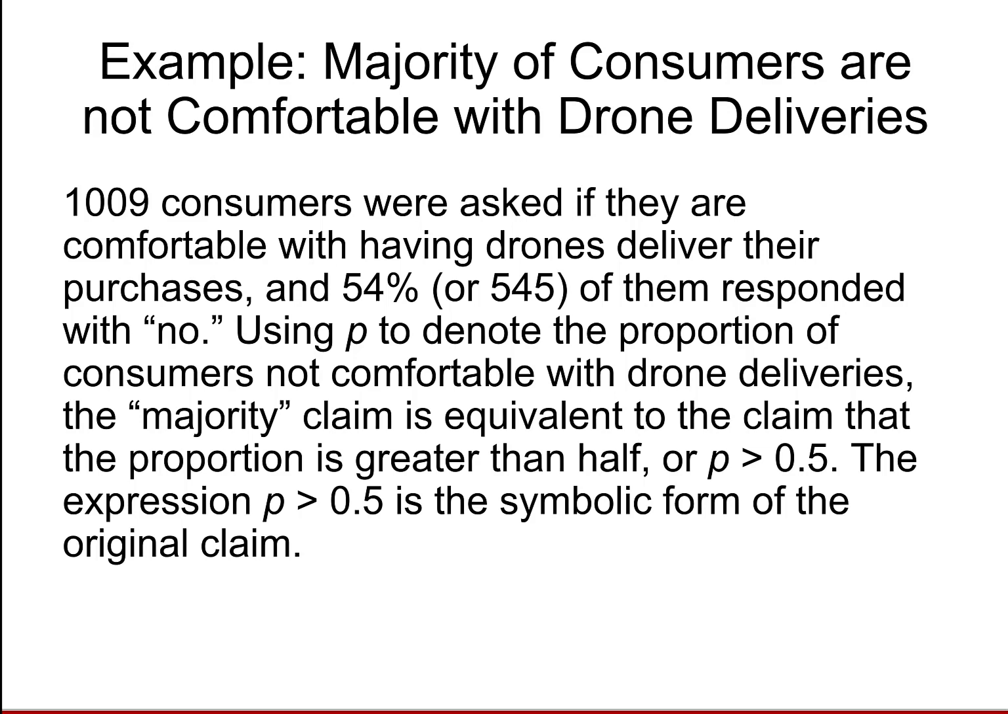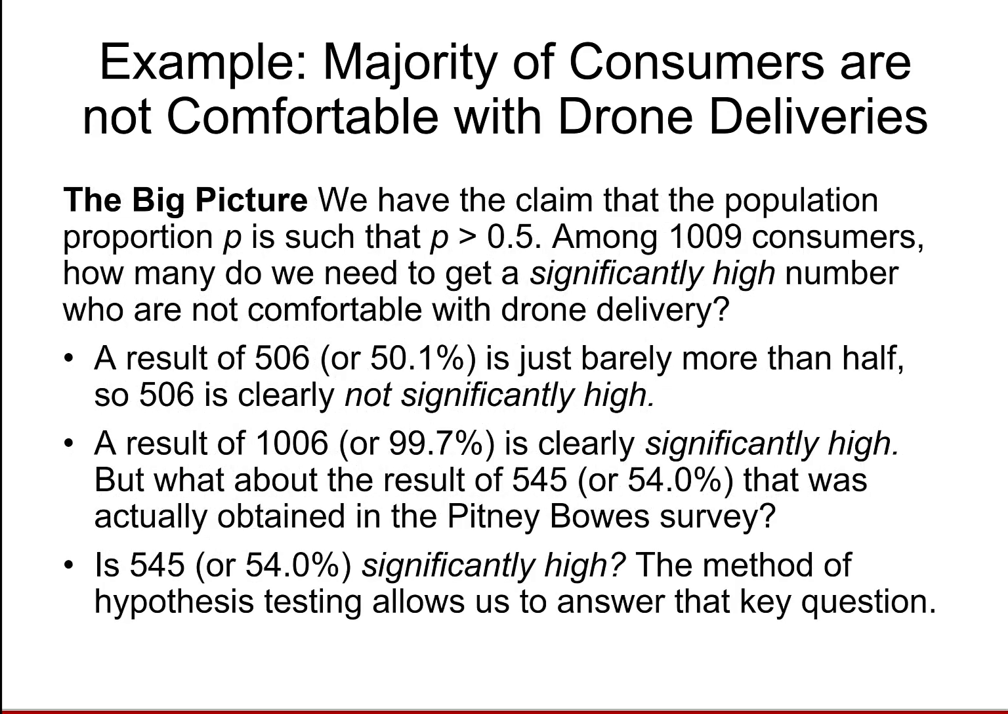Here's an example. 1,009 consumers were asked if they are comfortable having drones deliver their purchases, and 54%, or 545 of them, responded no. Using P to denote the proportion of consumers not comfortable with drone deliveries, the majority claim is equivalent to the claim that the proportion is greater than half, or P greater than 0.5. The expression P greater than 0.5 is the symbolic form of the original claim. So we have this claim that the population proportion is greater than 0.5.